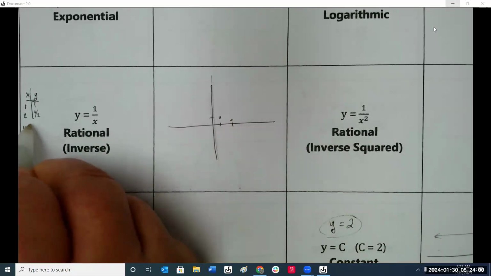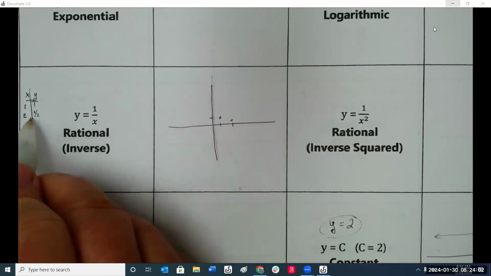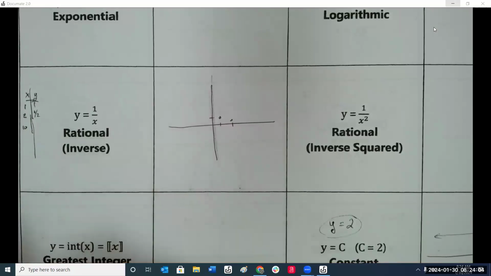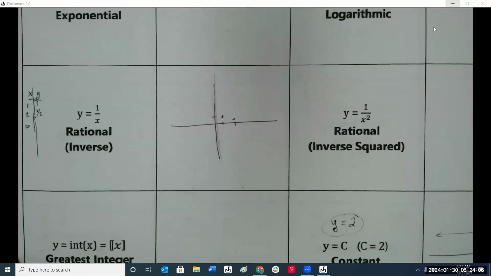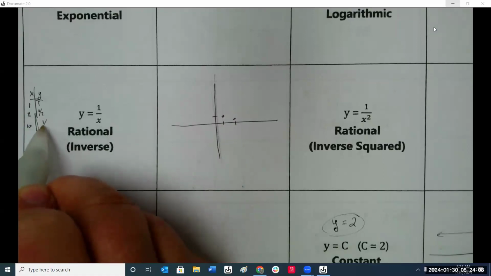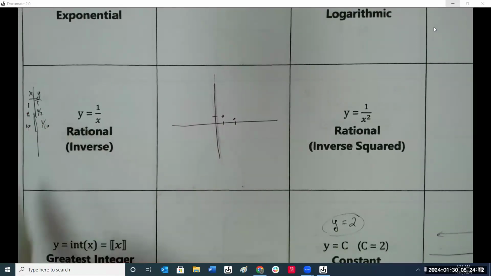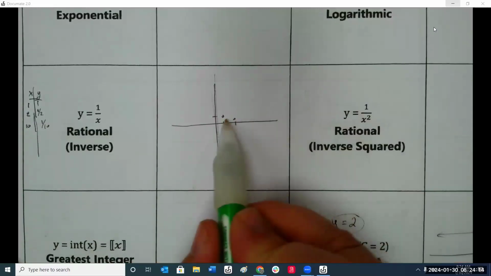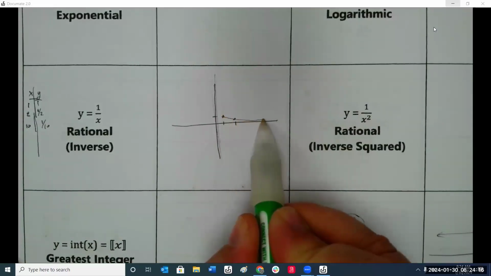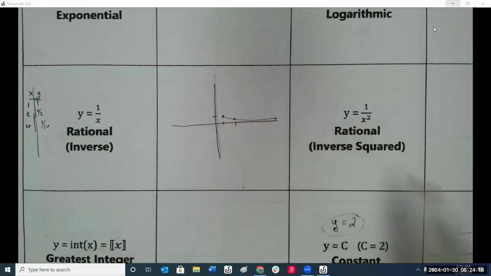When x is 10, y is 1/10. So what do we notice? The bigger x becomes, what happens to y? So yeah, we know from here, it keeps on going and going. We have a horizontal asymptote at 0.